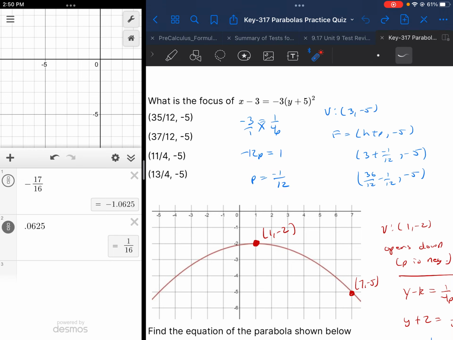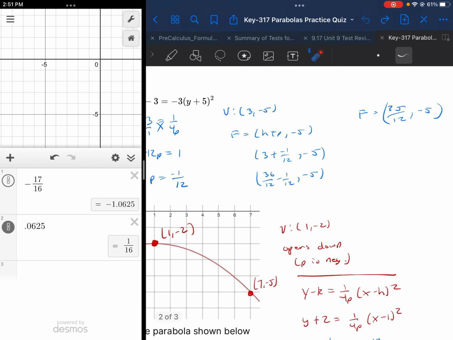Now we need to figure out, okay, we're going to have our vertex. Do we add this p to the x value or the y value of the vertex? Well, here, again, we have a horizontal parabola. We have this x leading our equation. So because we have a horizontal parabola, we need to add the p to the x-coordinate of the vertex. So we take our x-coordinate of the vertex, which in this case is 3. We're going to add negative 1/12, which you can see doing that right there.